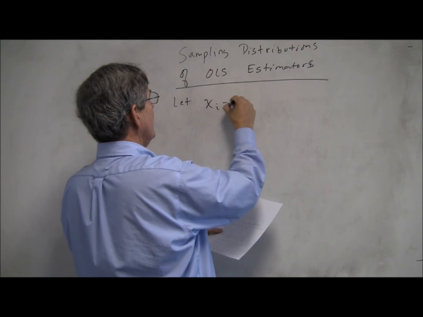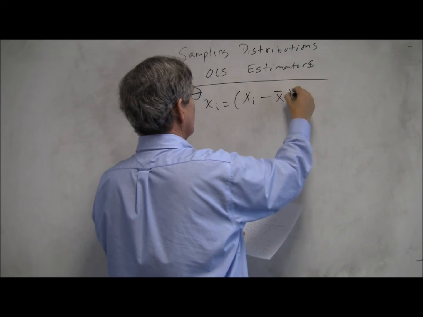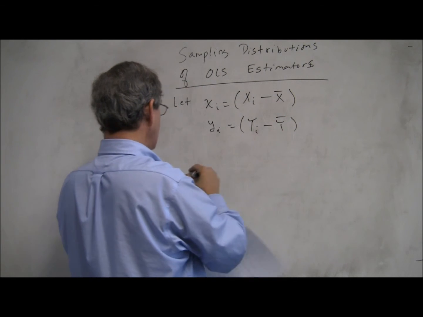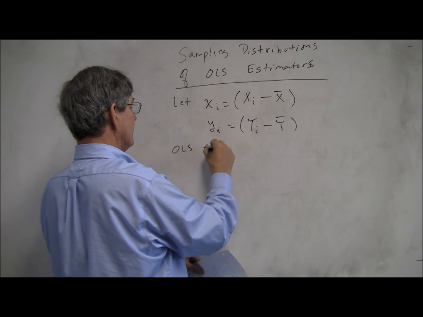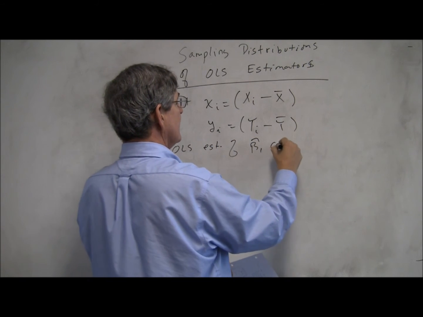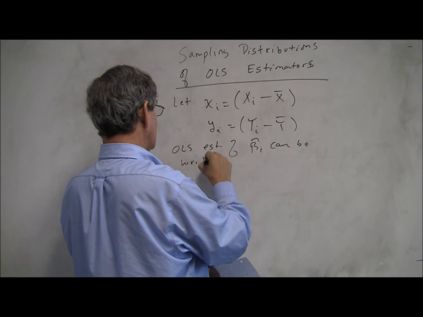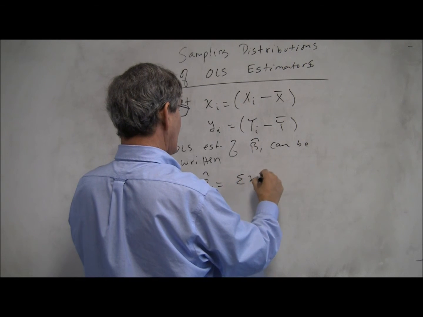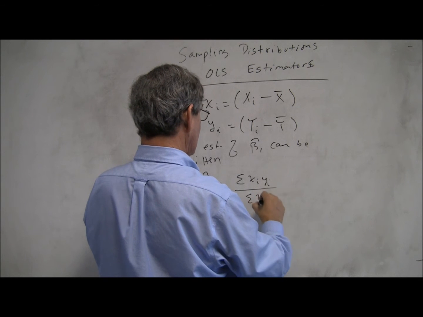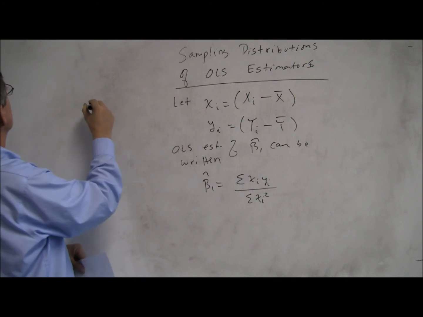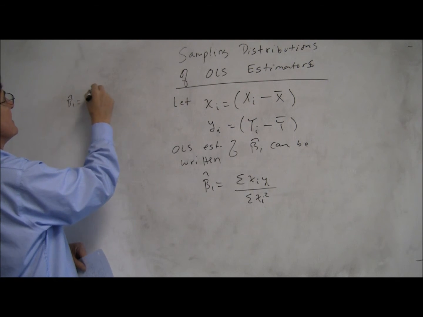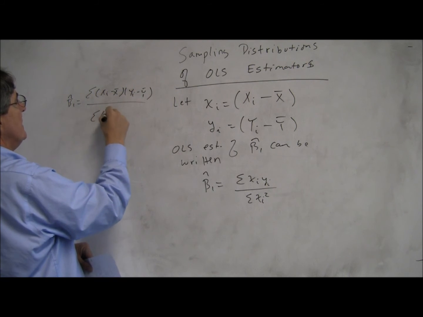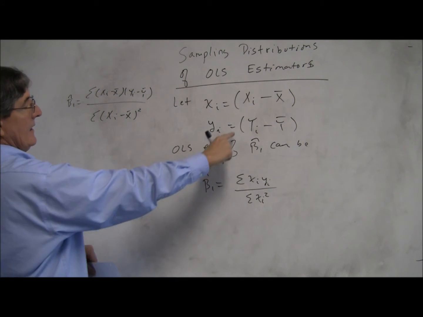I'm going to let little xi equal big Xi minus x bar, and little yi equal big Yi minus y bar. Then the OLS estimator of beta 1 hat can be written as the sum of the little xi, little yi, over the sum of the little xi squared. Remember, it's equal to the sum of the big Xi minus X bar times big Yi minus Y bar over the sum of the big Xi minus X bar squared. So we're just subbing in to this formula.